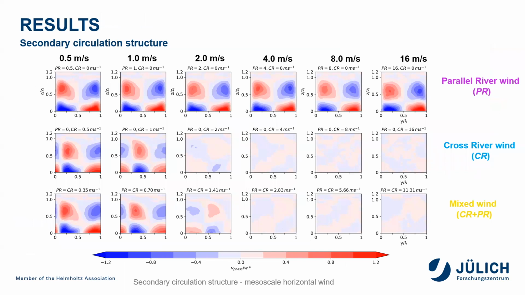This figure shows the secondary circulation structures of the mesoscale horizontal wind. The structure persists under the parallel river wind, even at a very high wind speed, for example, 60 meters per second. But the structure is destroyed when the cross river wind is larger than 2 meters per second.